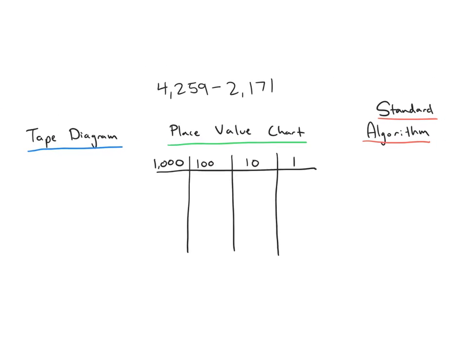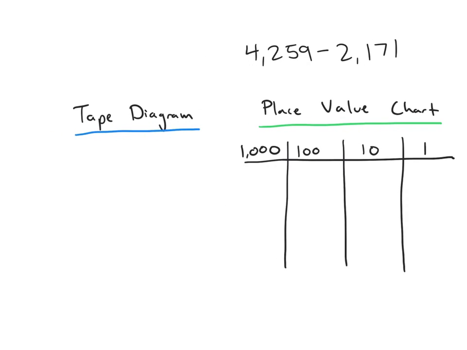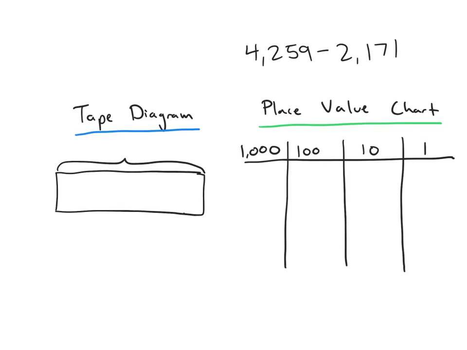We are going to be solving the subtraction problem of 4,259 minus 2,171. The first thing I'm going to do is draw a tape diagram that represents this problem, just to help me understand what's exactly happening when I'm subtracting these numbers. In a subtraction problem, the whole of the tape diagram represents the first number, which we call the minuend. That's the name of the first number in a subtraction problem.